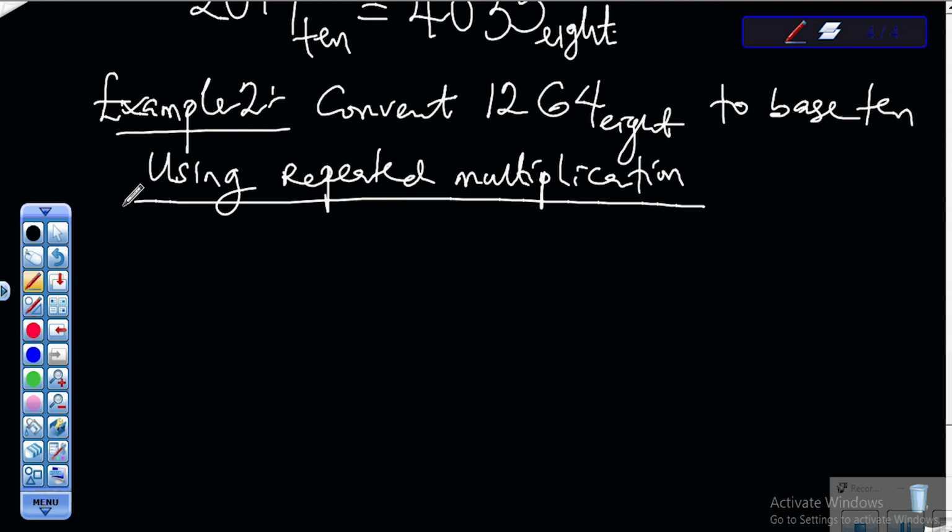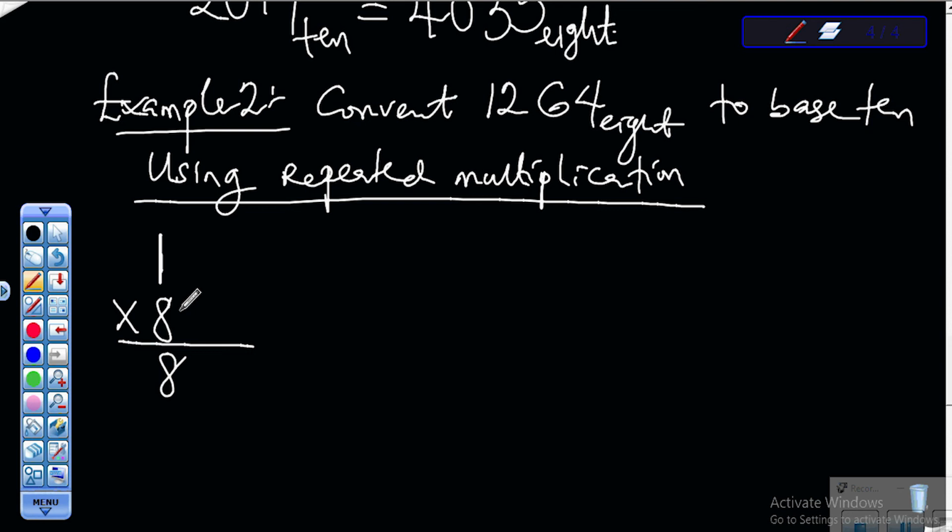The first digit here is 1. You have to multiply it by its base. Multiply 1 by its base and note your result. Your result is 8. But that's not the end.